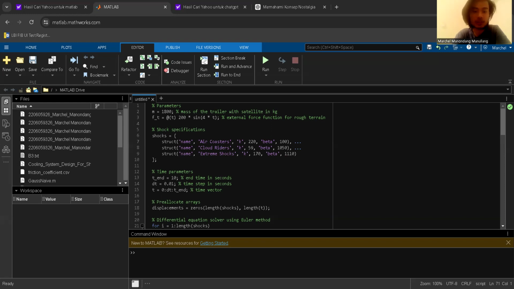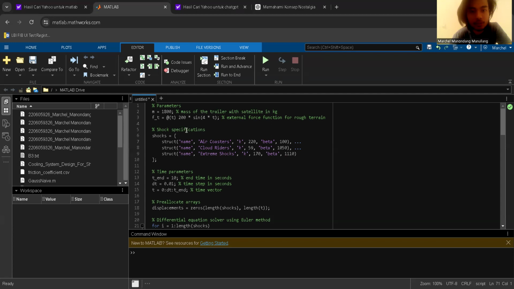Okay, the first one is define parameters. Here we have the mass of a trailer with satellite, which is 1,800 kilograms, and the external force function for rough terrain. The function of t is equal to 200 times sine of 4 times t.